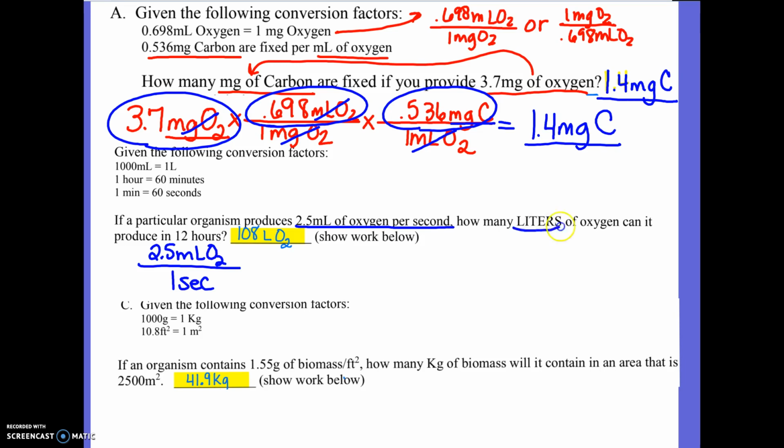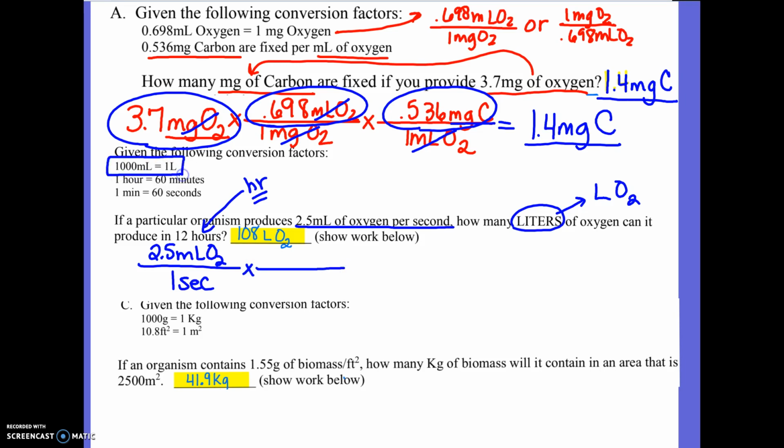So they say how many liters of oxygen will be produced in 12 hours. So I see that I'm going to need to convert to liters of oxygen, and I need to convert my time to hours. Now I can convert milliliters to liters first, or I can convert my time first. It really doesn't matter. I'm going to start by converting milliliters to liters.